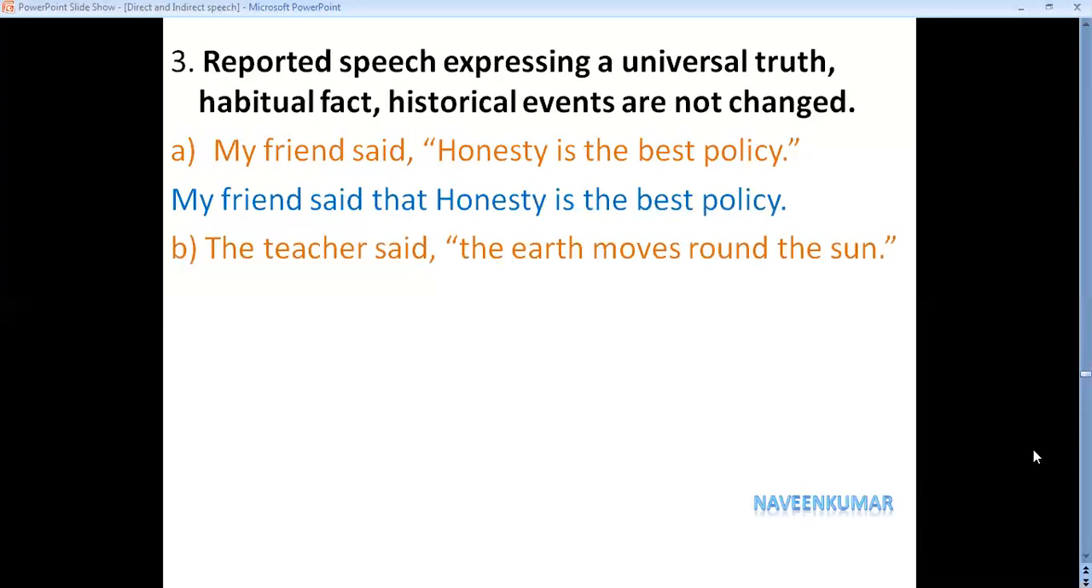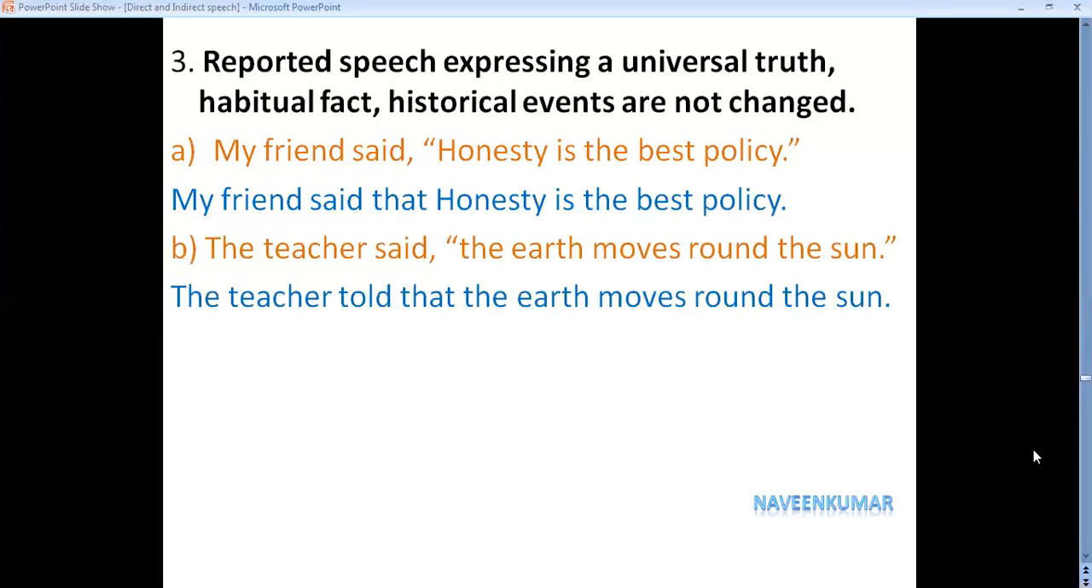So now this example, the teacher said the earth moves around the sun. The earth moves around the sun, it's a universal truth. So we are not supposed to change the tense. If we change the tense, then the meaning changes entirely. It doesn't make sense. So how do we change that into indirect? The teacher told that the earth moves around the sun. We have to keep it in the same tense, simple present. If we write, the teacher told that the earth moved around the sun, then it is wrong.